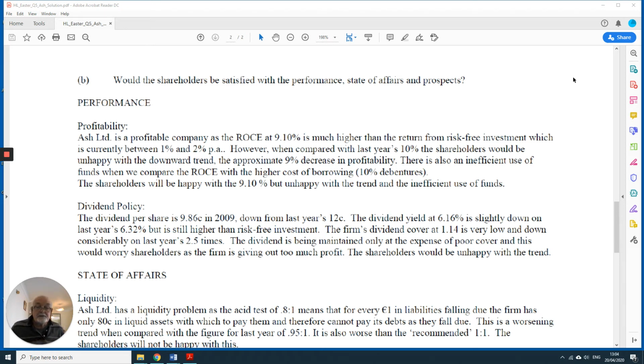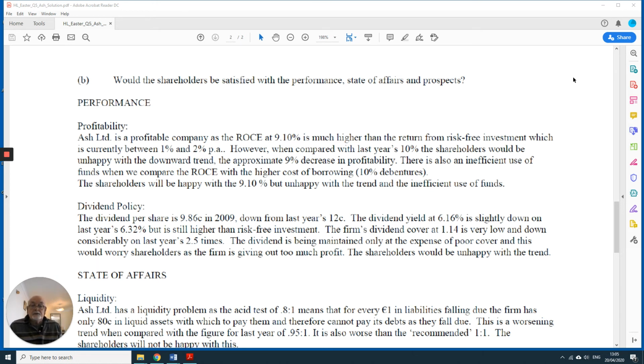But when we look at last year's 10%, we'd have to say then that the shareholders would be unhappy with that trend, and I'd quantify that trend and I'd say we're down 9% in profitability. You might double check where I'm getting that 9%. Our return on capital employed has gone from 10% down to 9.1%, in other words down 0.9%, down 0.9% from 10. Check it out for yourself, you should get a 9% decrease in profitability.